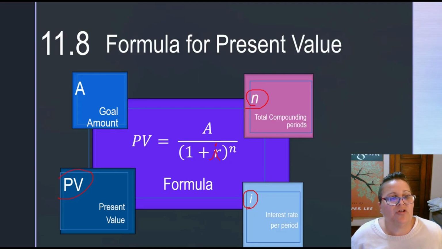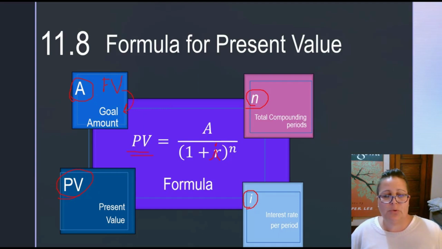Present value is the amount you're going to have to put in. That's what we're looking for here. And A is the goal amount or the future value. This is the future value or the goal amount. How much will it be worth?